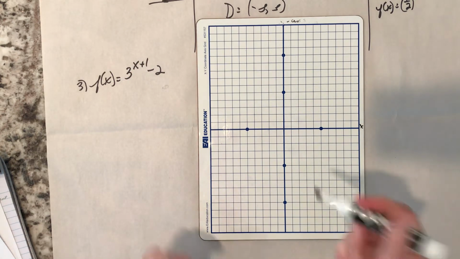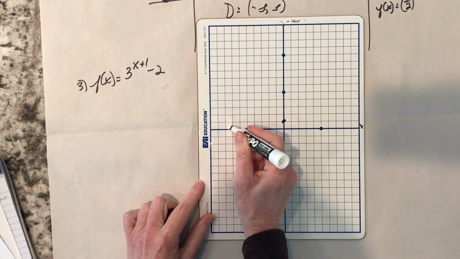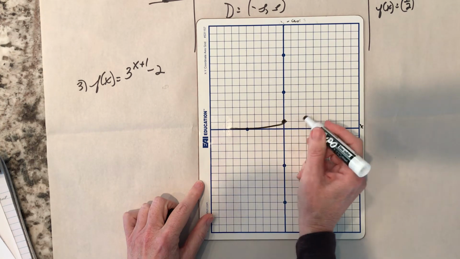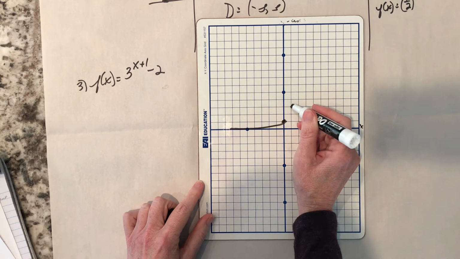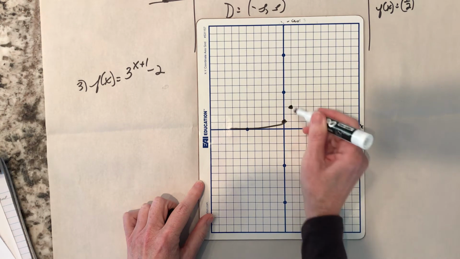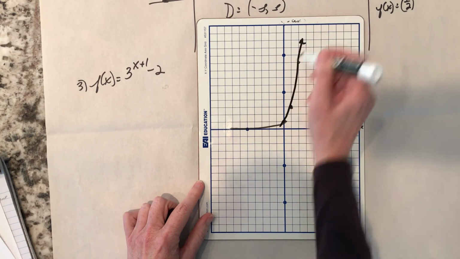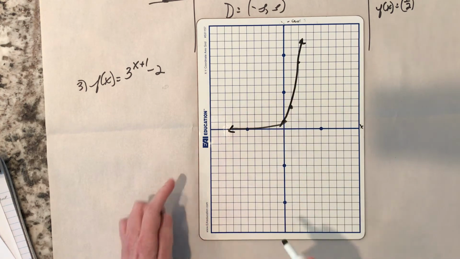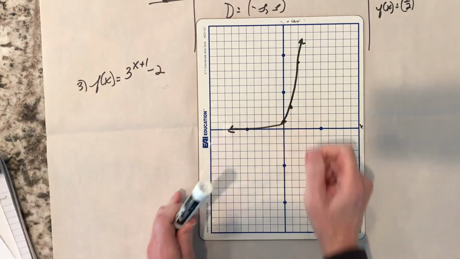So the parent graph we know is going to go through here. It's going to slide here. It's going to do 1, 3. And then 2, 9. So it's just going to go way up there and even higher than that. That's what the parent looks like. Maybe clean it up a little bit. There we go, a little bit.